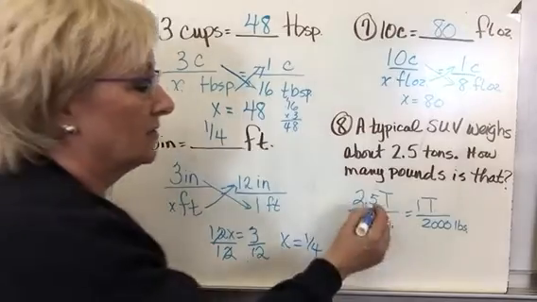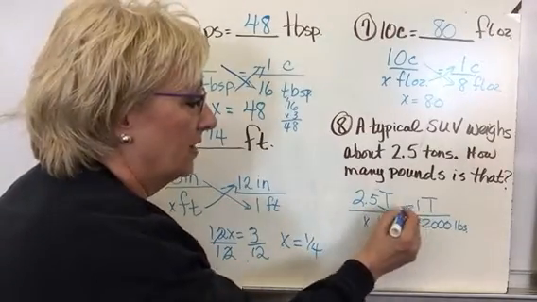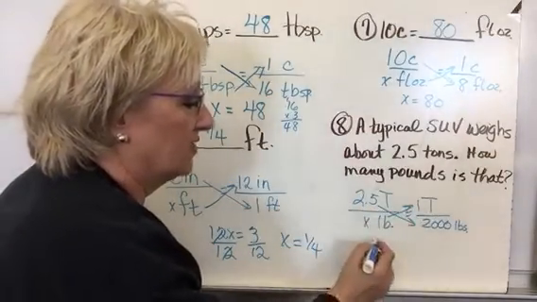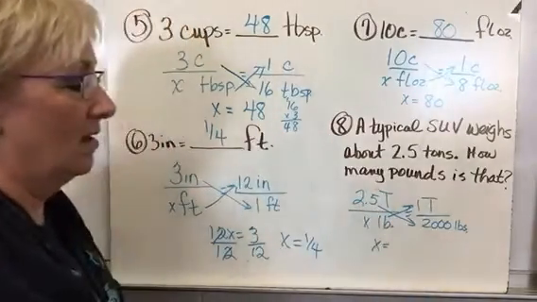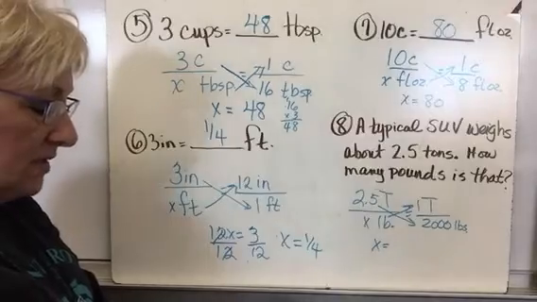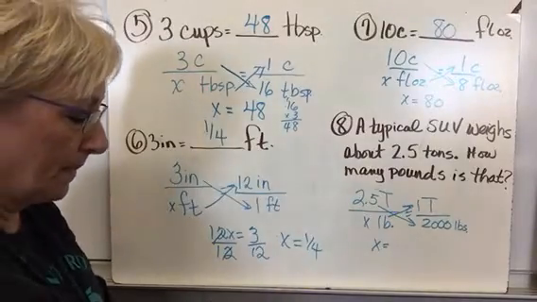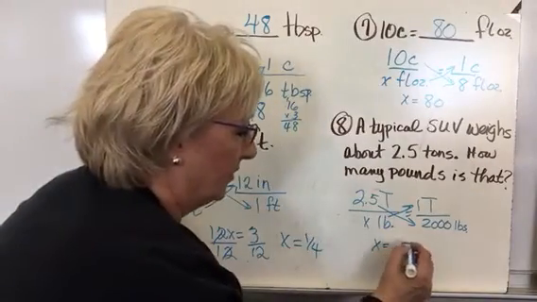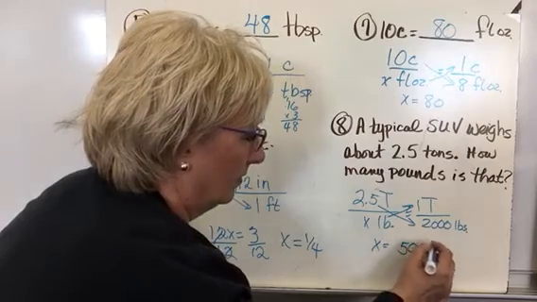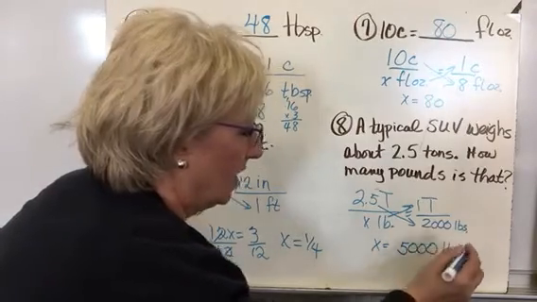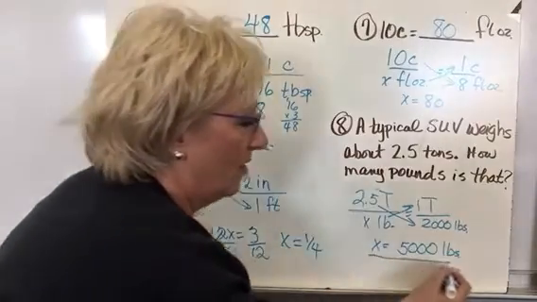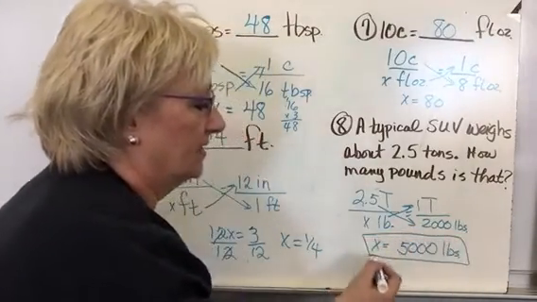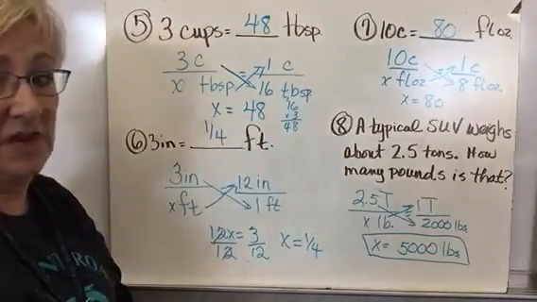So all I need to do is cross multiply, and I know that x times 1 is just plain x, and I know that 2.5 times 2,000 is going to give me 5,000 pounds. So your SUV, if your parents have one, is going to equal about 5,000 pounds. That is a very, very heavy car.